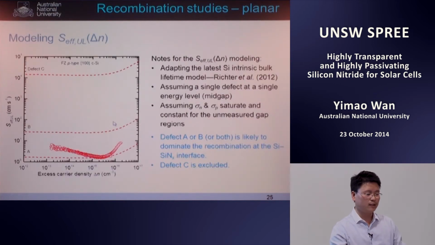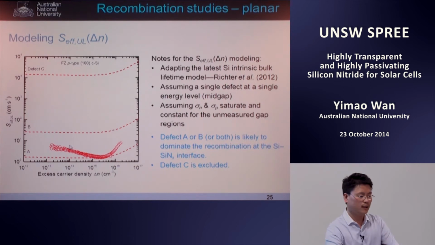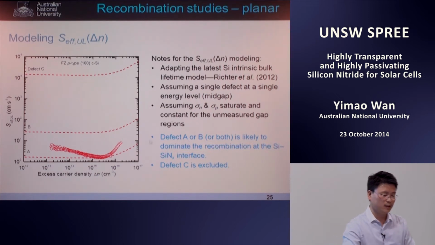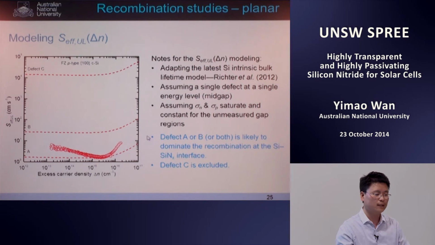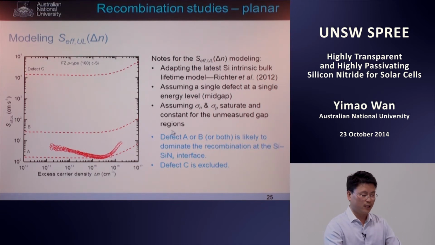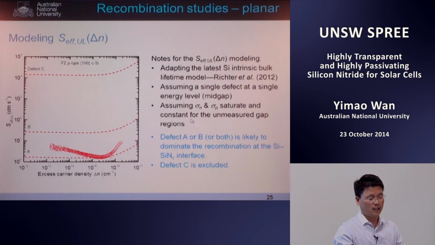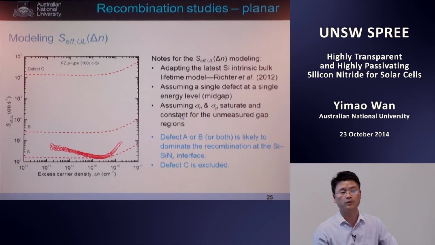So from the comparison results, we can see either defect A or B is likely to dominate the recombination at the interface, but definitely not defect C. We don't make a strong conclusion like saying defect A is dominating, just because the error range of the modeling is quite high, because of the very high error for the capture cross sections. It can be an order of magnitude error range.